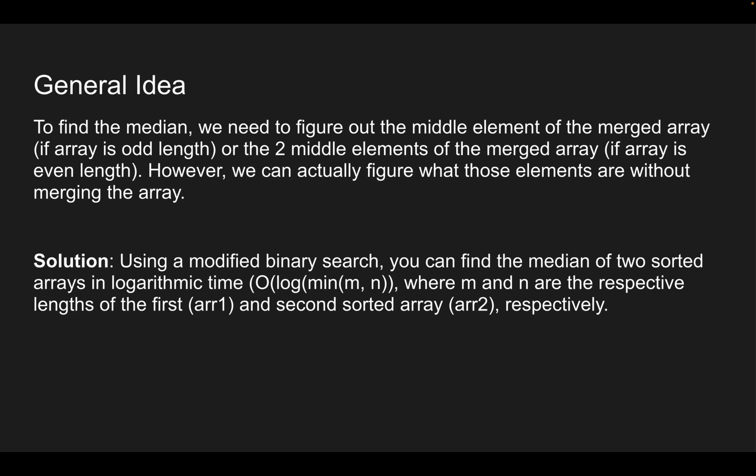So the solution is this: using a modified binary search, you can find the median of two sorted arrays in logarithmic time, so that it's big O of the log of the minimum of m and n, where m and n are the respective lengths of the first and second sorted arrays. We're calling those array 1 and array 2 respectively.